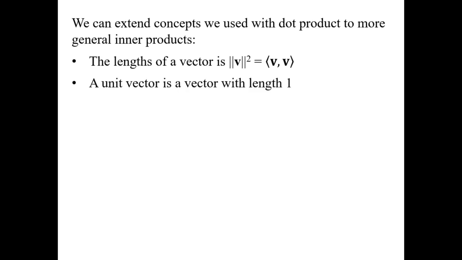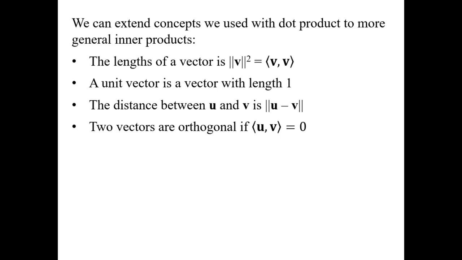A unit vector is a vector with length of 1. Fine, that means that the inner product of the vector with itself is just the number 1. The distance between two vectors is the magnitude of the difference, u minus v. Two vectors are orthogonal if their inner product is 0. Again, that's a big one. That's one we use a whole lot for dot product, and so we can still extend that. So the concept of orthogonality.